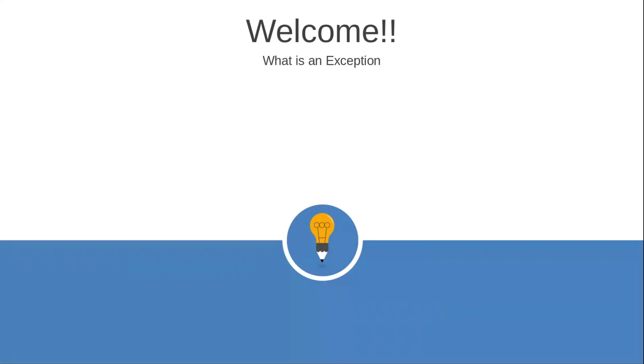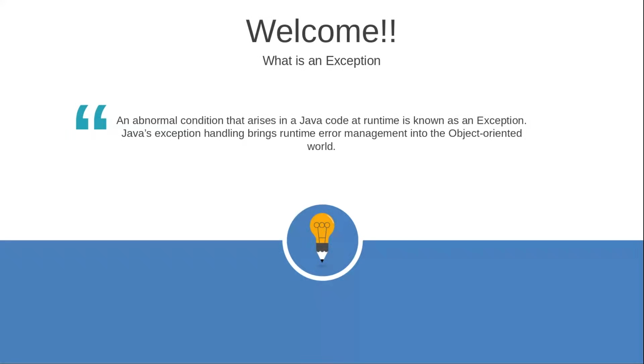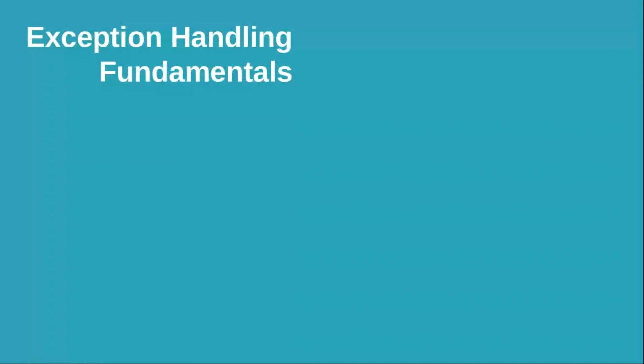So welcome to the topic on what is an exception. An exception is nothing but an abnormal condition that arises in a Java code at runtime. So when an abnormal condition arises in a Java code at runtime, it is known as an exception. And Java's exception handling brings runtime error management into the object-oriented world. So this is what we can speak about exception. Exception is nothing but an abnormal situation inside a Java code. So this is what an exception is.